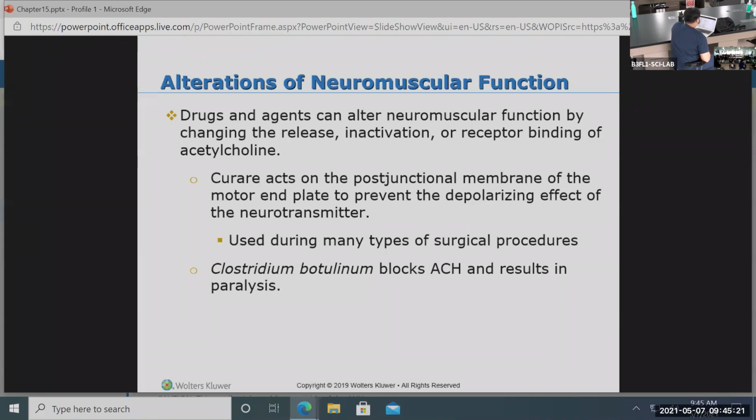Now please highlight Clostridium botulinum. It blocks acetylcholine and results in paralysis. It is very commonly used nowadays as what? Anybody? What's the question? The question is Clostridium botulinum. They release a toxin, and that toxin blocks acetylcholine and results in muscle paralysis.